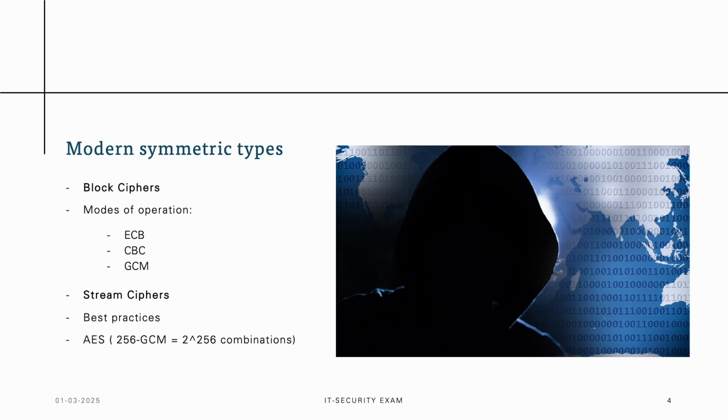So, this slide summarizes the encryption types we use today. We operate with two different types, block ciphers and stream ciphers, and I will cover the most known ones.